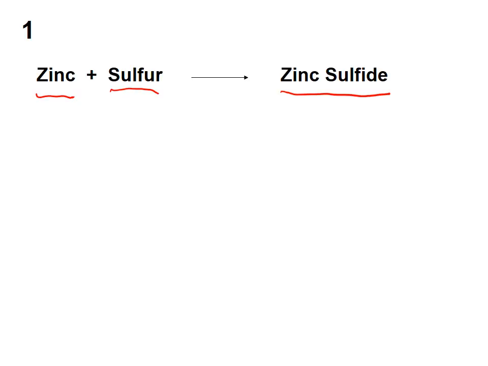For elements, it's real simple. You just simply write down their symbol. So the symbol for zinc is Zn, plus sulfur, which is S. Don't forget to include your yields arrow.